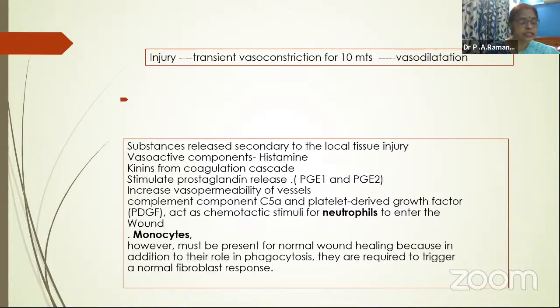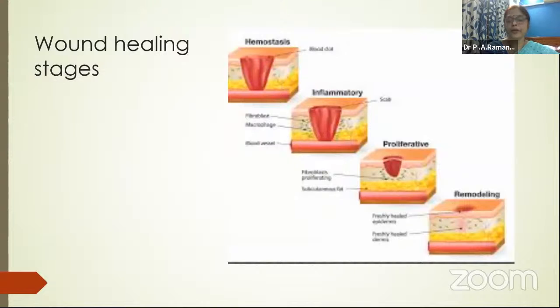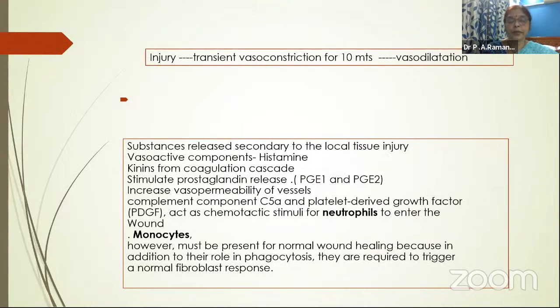So what are these things doing? Once the polymorphonuclear cells, that is the neutrophils, and the monocytes, macrophages come, they produce vasoactive amines. These vasoactive amines, histamine and serotonin, are produced. Once the histamine and serotonin are produced, they produce vasodilatation. They increase the vascular permeability.